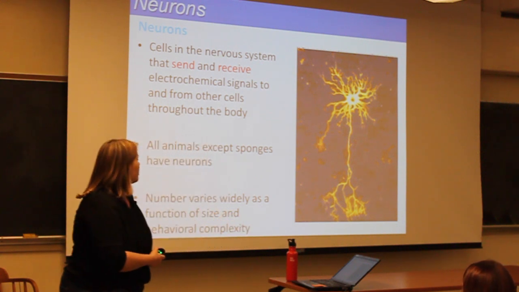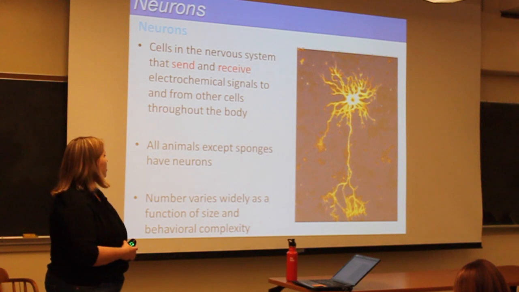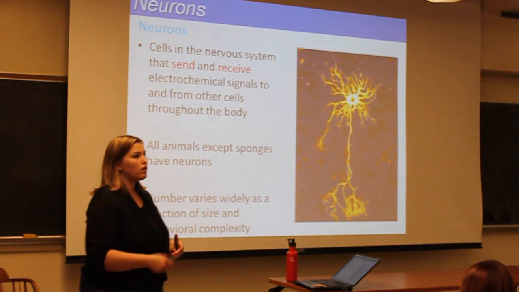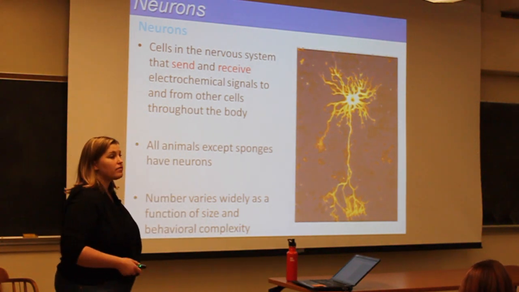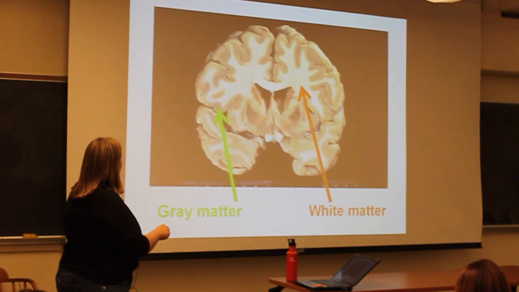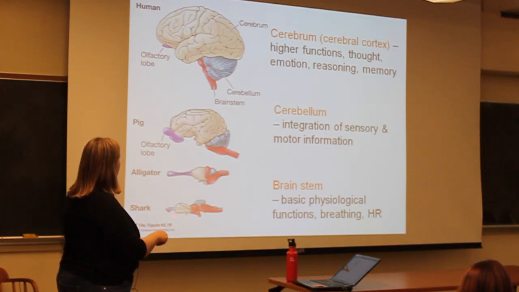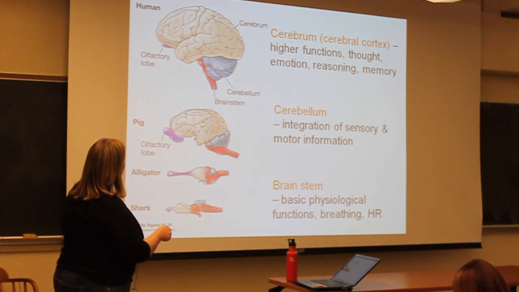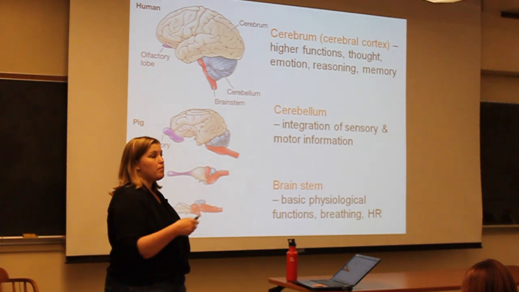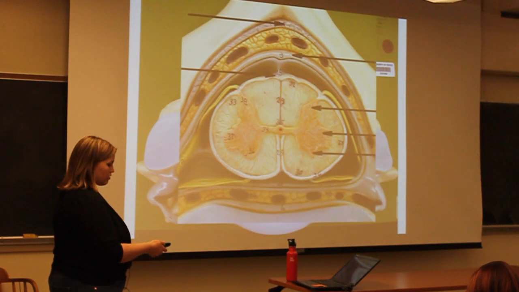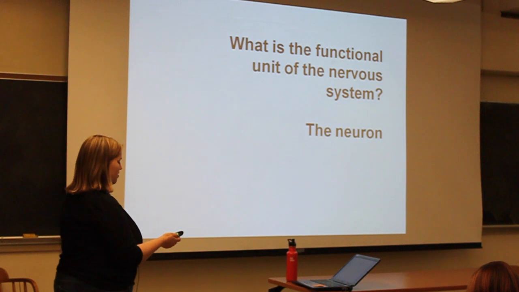All animals have neurons except sponges, okay? Sponges are actually considered animals, but they don't have neurons. The number of neurons that you have, if you are a human or an animal, varies widely as a function of the size of the animal and also the behavioral complexity of the animal, okay? So if we think back to this figure right here, we have a lot fewer neurons in the brain than, of course, humans. Pigs, who knew, right? Really smart animals actually have a lot of cerebrum, and also the wrinkles, right? The gyri and sulci are also correlated with kind of intellectual complexity, if you will. I'm sure in this class you talk about what that actually means, so I will leave it there.